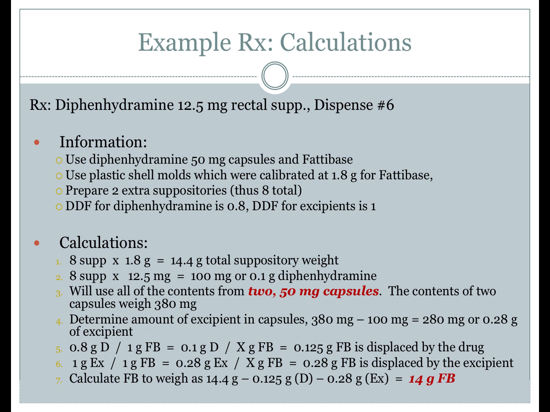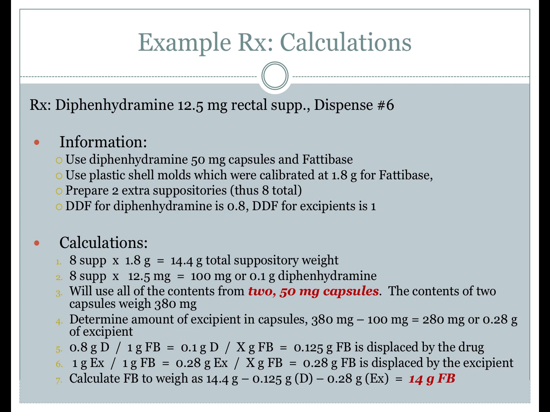Next, we need to know the density displacement factors. Fortunately, the DDF for diphenhydramine in Fattibase has been published and is 0.8. However, our commercial capsules not only contain diphenhydramine but also excipient. In this case, the DDF for excipients in Fattibase is 1. We now have all the information needed to begin our calculations.